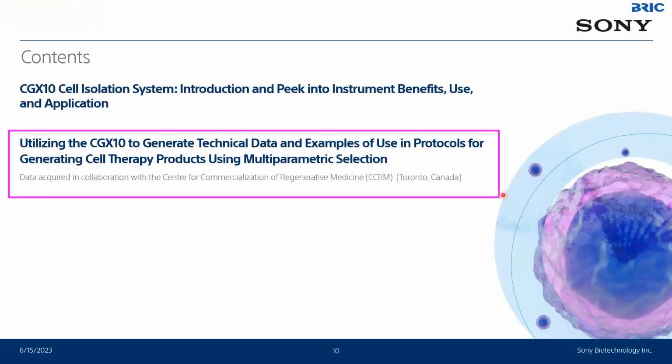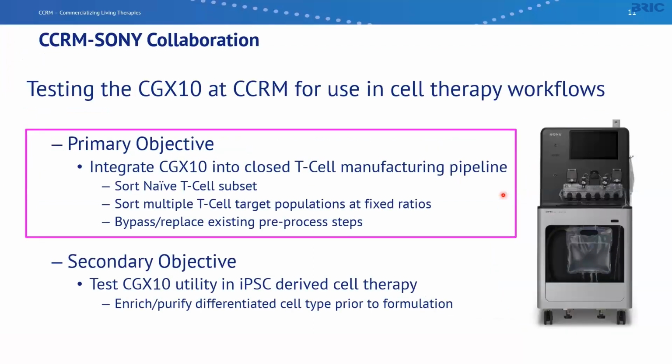With this, I would like to change gears a bit and go into more of the technical data that has been acquired in collaboration with CCRM. So we have been testing the CGX10 at CCRM for use in cell therapy workflows with two objectives in mind. The first one, which I will get into in more detail, is the integration of CGX10 into closed T-cell manufacturing pipelines. We have three examples here. First, a sort of a naive T-cell subset, then a sort of multiple T-cell target populations at fixed ratios, and finally, what we call a bypass or replace of the existing pre-process steps. The secondary objective, which I will come back to a bit later, is to show the utility in iPSC-derived T-cell therapy.